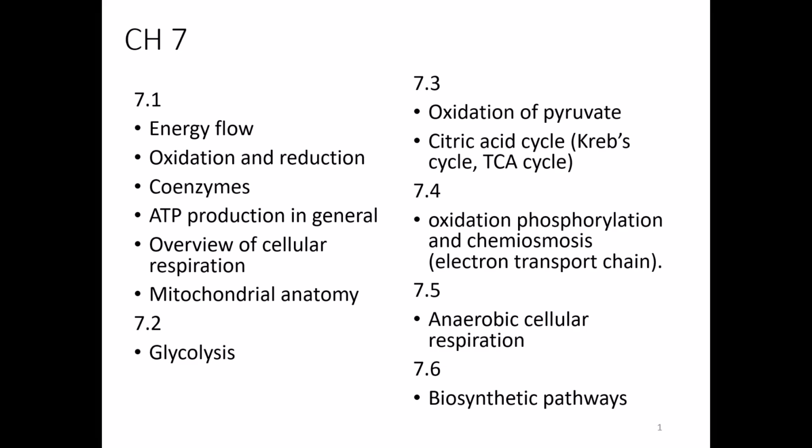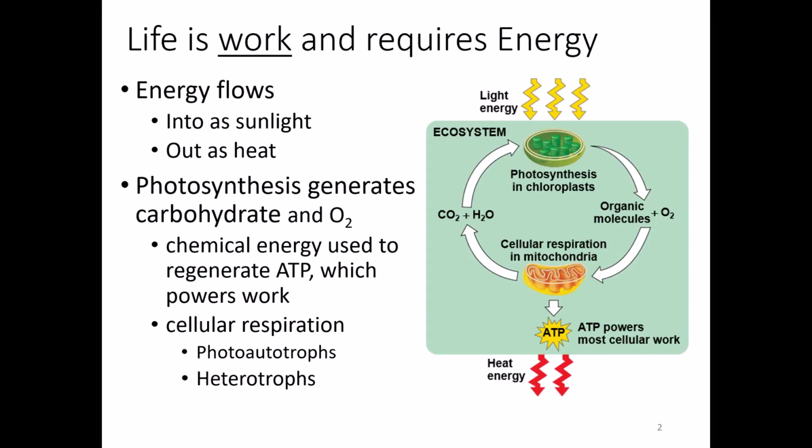So for chapter 7, we are going to talk a little bit about energy flow, oxidation and reduction reactions, coenzymes, the mitochondria, and the different steps that we do to make ATP, and the difference between aerobic and anaerobic cellular respiration and fermentation. This heading from this slide came from a textbook, and it says life is work and requires energy, which I think is a little bit funnier than it should be, but it's a true statement.